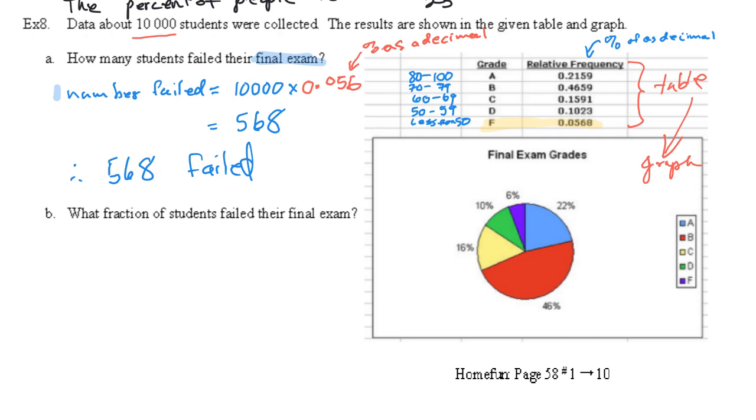Now, let's go and find out what fraction of students failed their final exam. Okay? So here's what you would say. If I wanted to change this into a percent, we'd go 0.0568, right? And we're going to times that by 100%, and that gives us the answer of 5.68%, right?